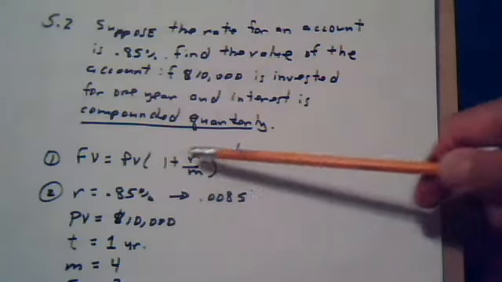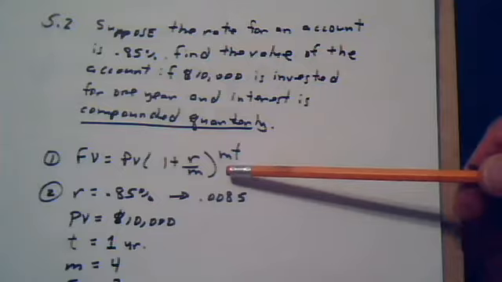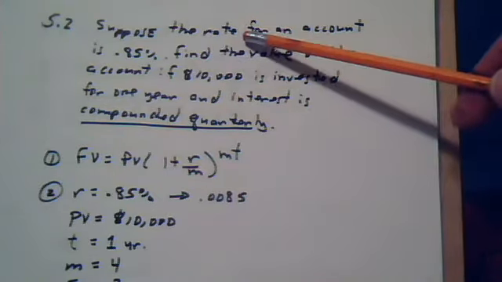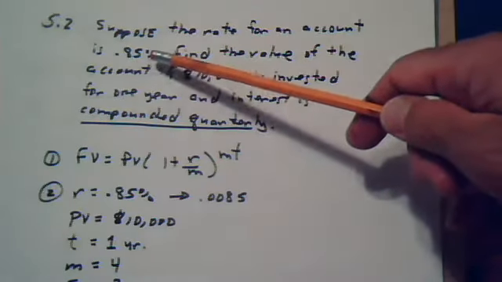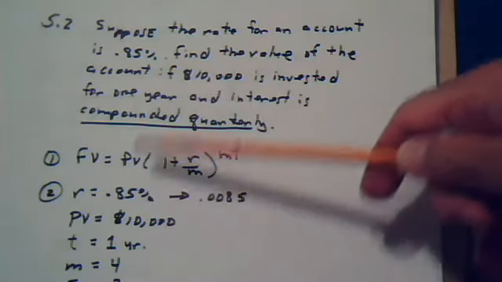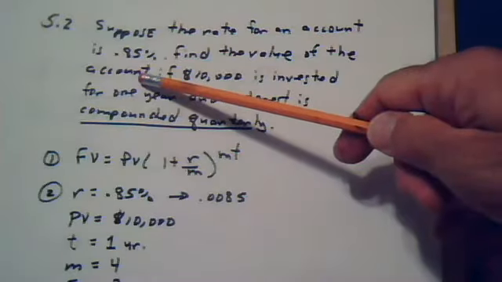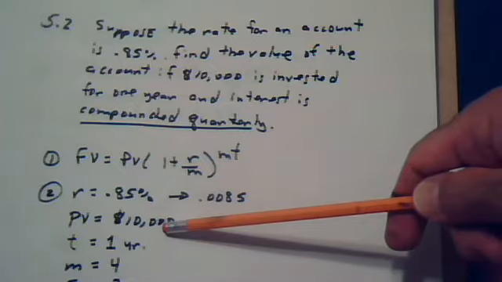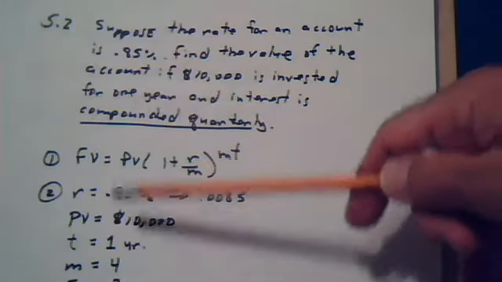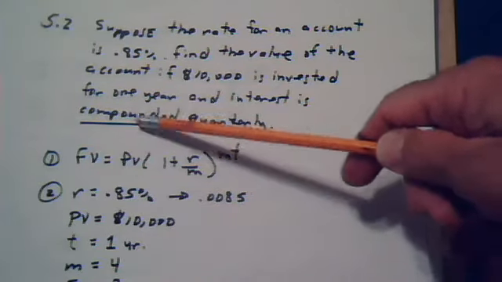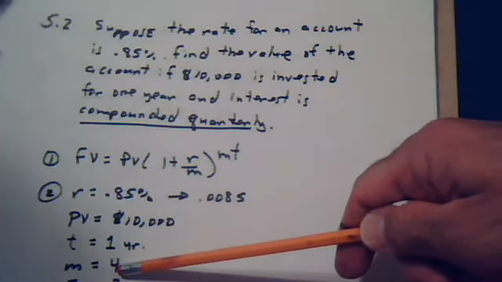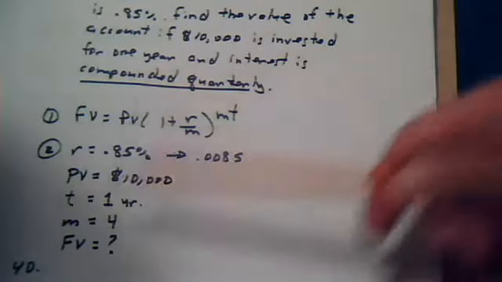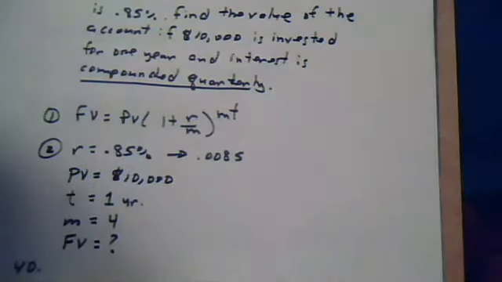So you choose your correct formula, and identify what part of the formula they're giving you. Suppose the rate for an account is 0.85%. Well, that's the R. Find the value of the account if 10,000 is invested. That's the PV. For 1 year, that's the time. Compounded quarterly, that makes the M of 4. And so we're looking for the value of the account in the future, we're looking for FV.